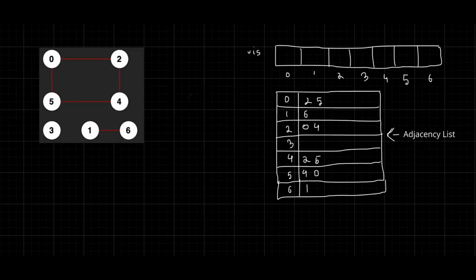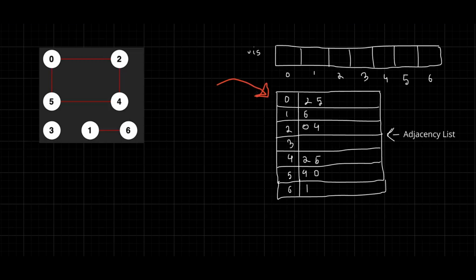Now here, to understand the algorithm, we have taken this example. The node 0 is connected to 2, 2 is connected to 4, 4 is connected to 5 and 5 is connected to 0. And 1 is connected to 6. Now we take a visited array and we will make the adjacency list.